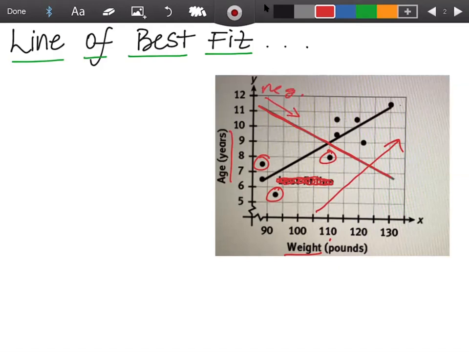All right. So just make sure that when you are drawing the line of best fit, or when you are looking at data and trying to interpret that data, that you understand that positive data would be going in an upward motion and negative data would be going in a downward motion. All right.